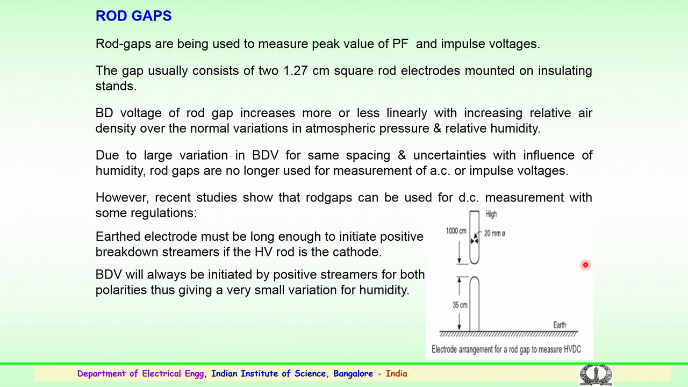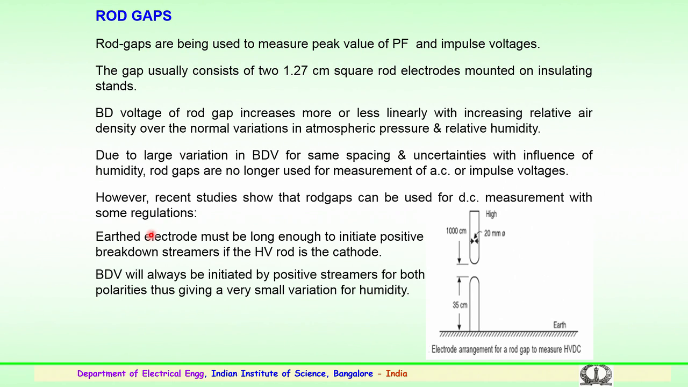the rod gaps being discussed are no longer used for measurement of AC or impulse voltages, because these give much more erroneous results, and the accuracy is not very good. So, that is the reason why these are not used for AC or impulse voltages.